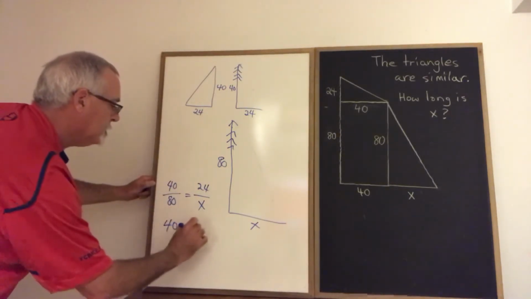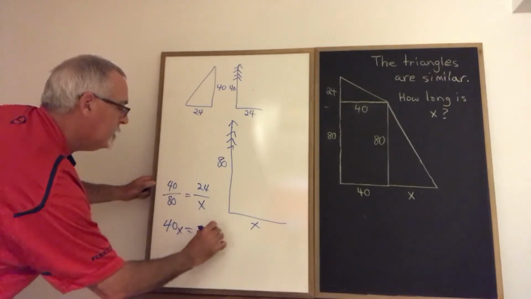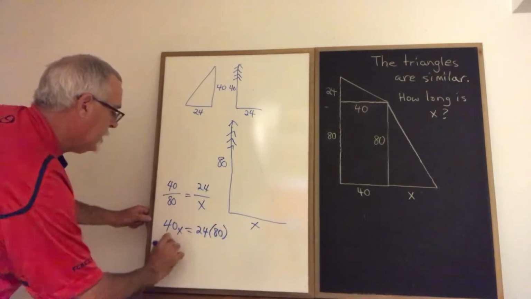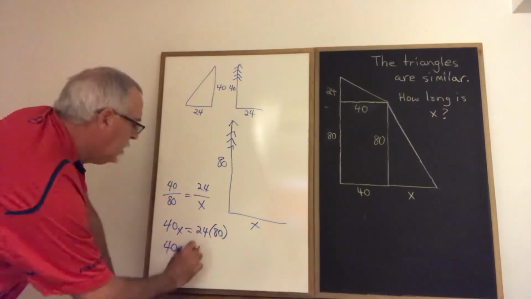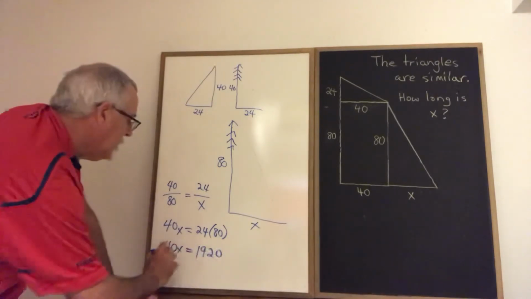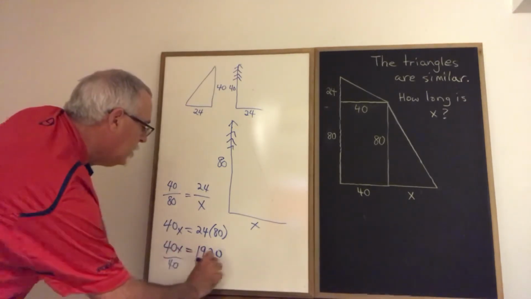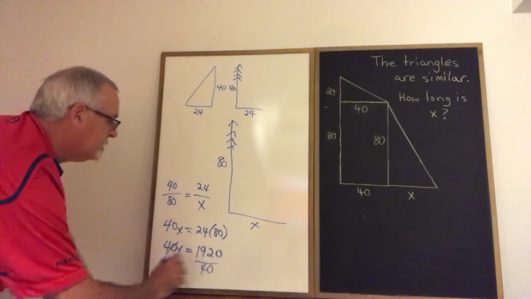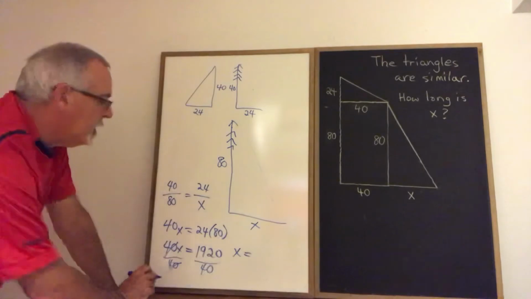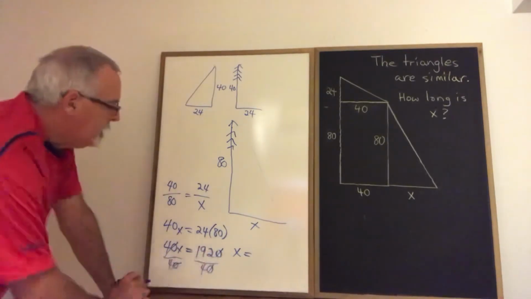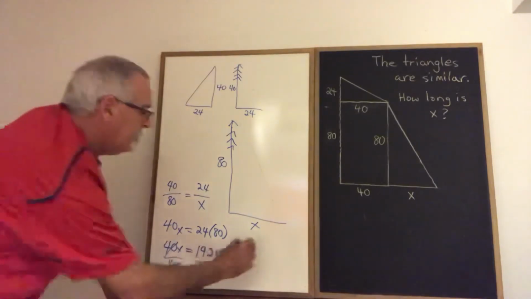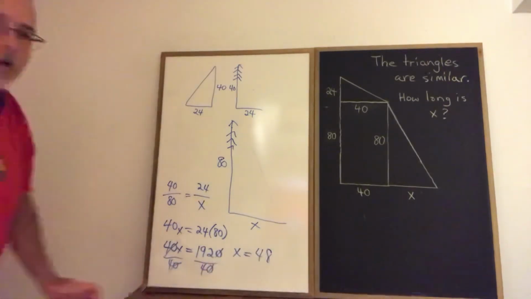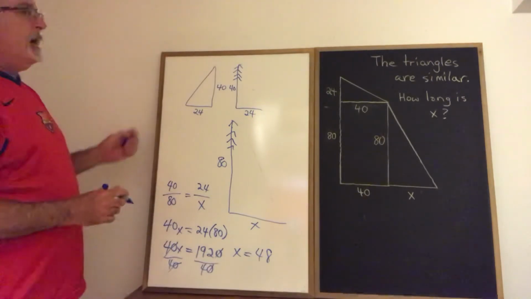40x equals 24 times 80. 40x equals 1920, and then we divide both sides by 40 to isolate our x. X is equal to 1920 divided by 40, which is going to be 48. So yes, if I had a calculator, I might have been able to do that a little more quickly. And what's my unit of measure?